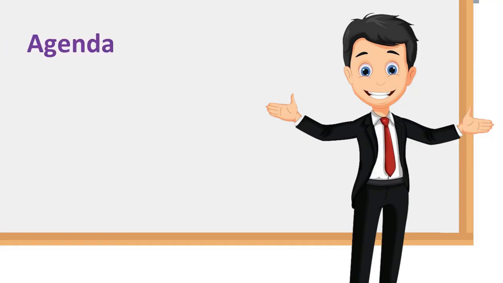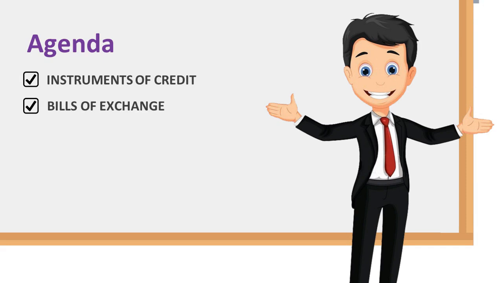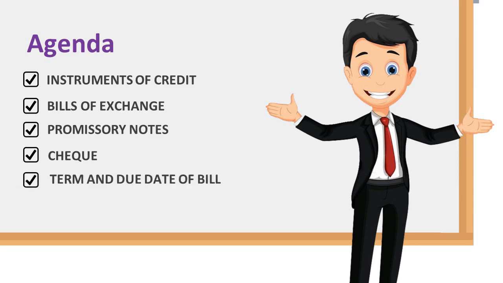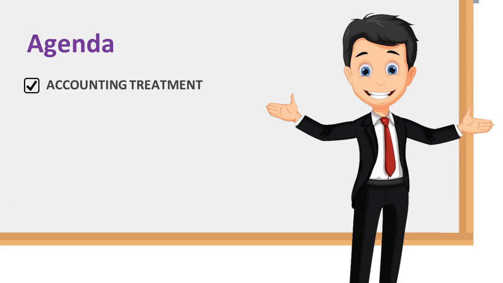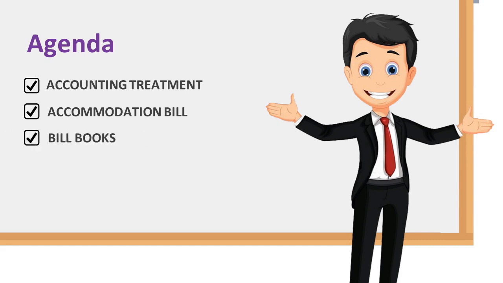The agenda for this would include instruments of credit, which would be bills of exchange, promissory notes, and check. And we'll also discuss the difference between all these. Then, term and due date of bill, terms of reference, accounting treatment of these instruments, then accommodation bill, and last but not least, bill books. Okay?